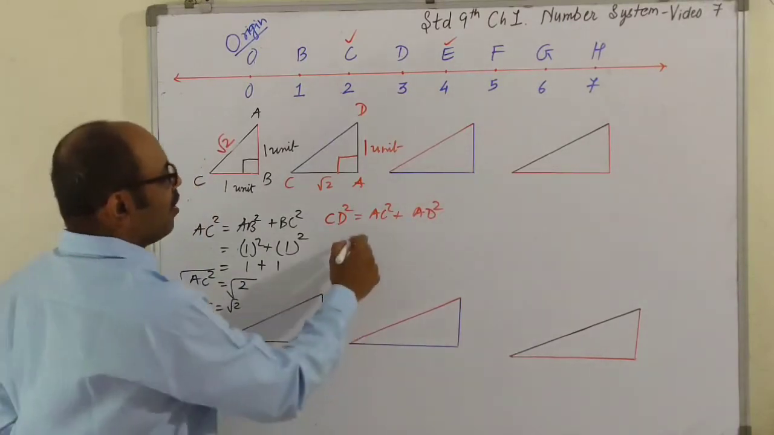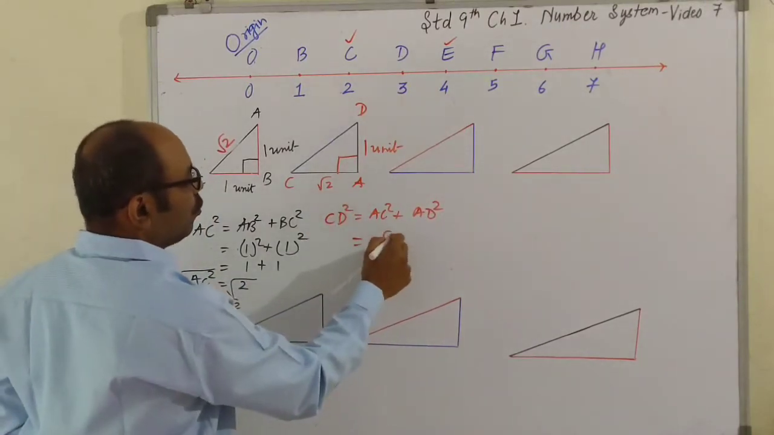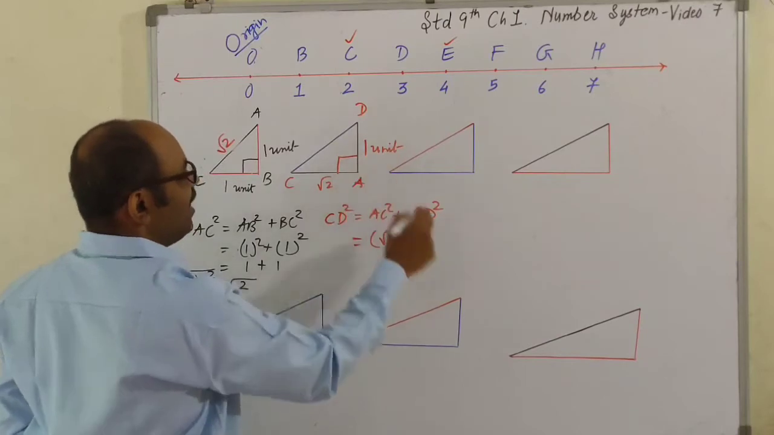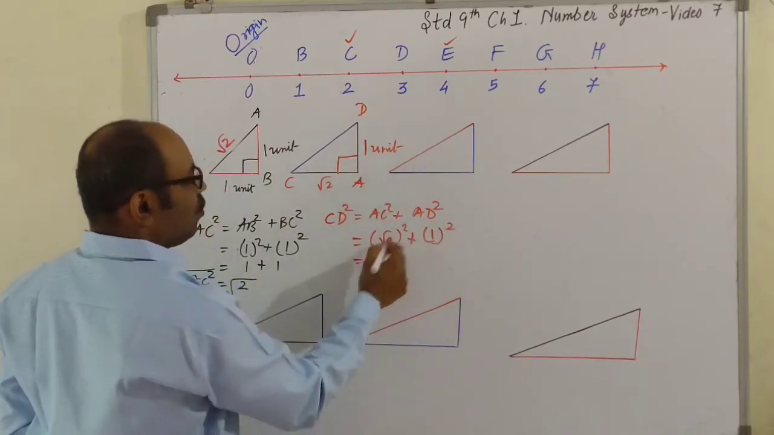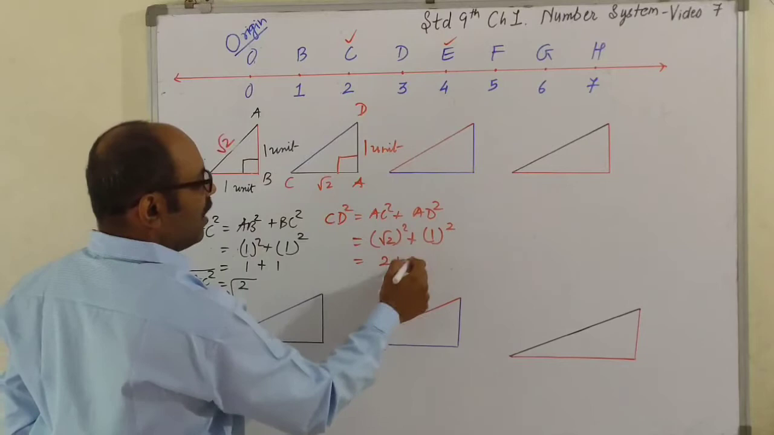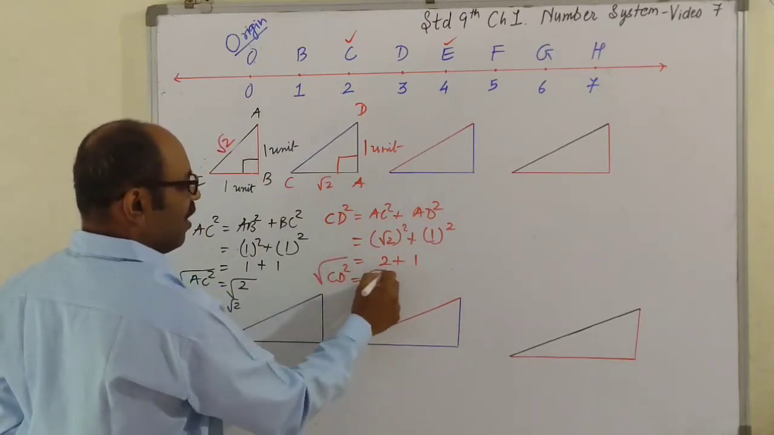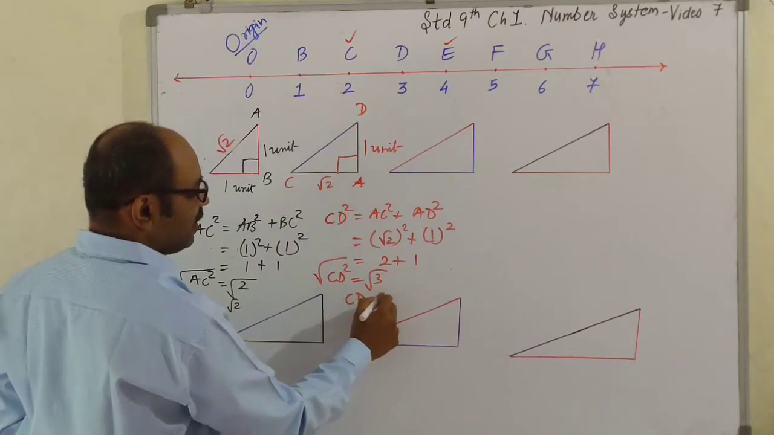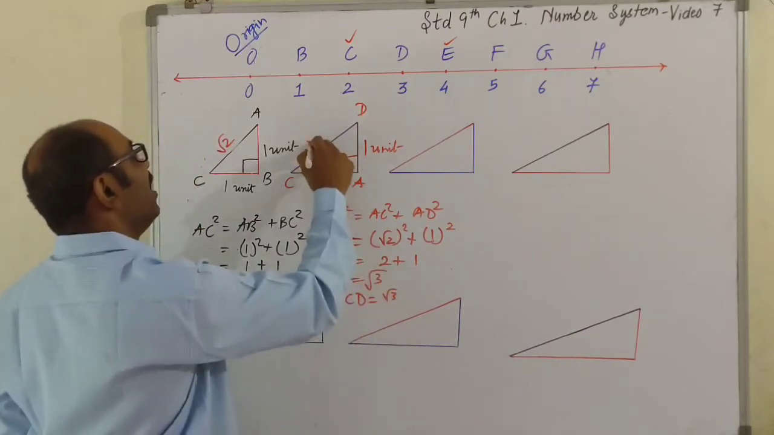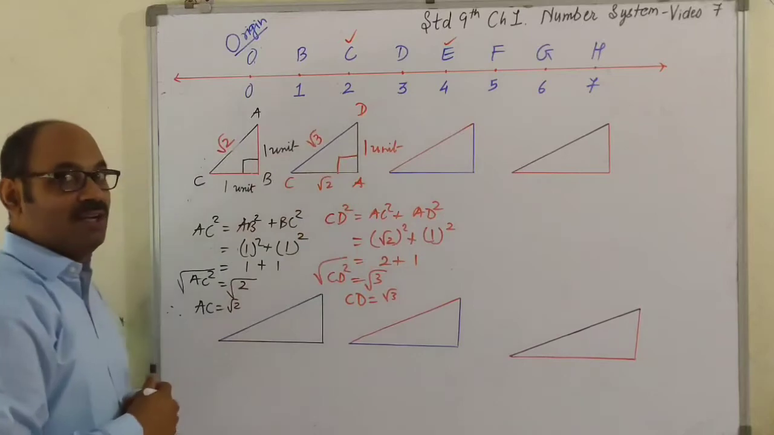समझ में आया? Now what is AC? Root 2 square. What is AD? 1 square. Square root gone. So 2, 1 square is 1, so that is 3. So CD square is 3. Taking square root on both sides, so CD is equal to root 3. ये कितना मिला आपको? Root 3 units.